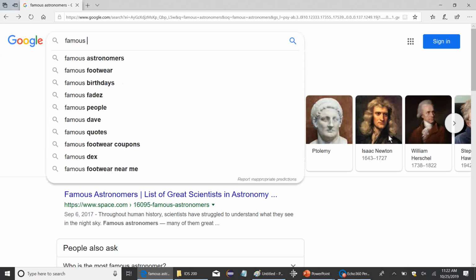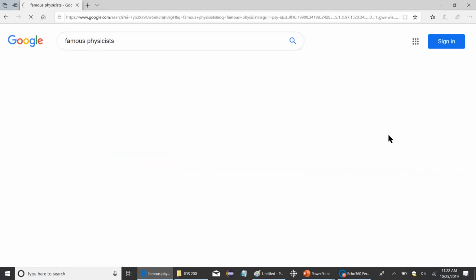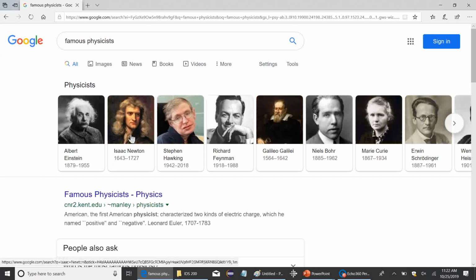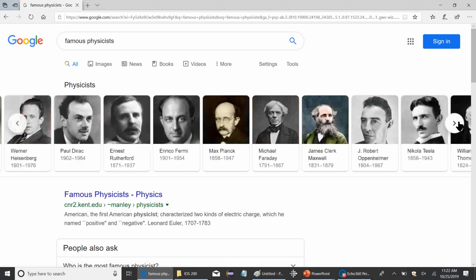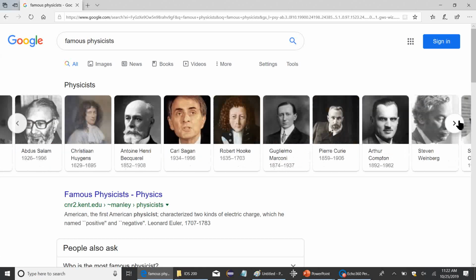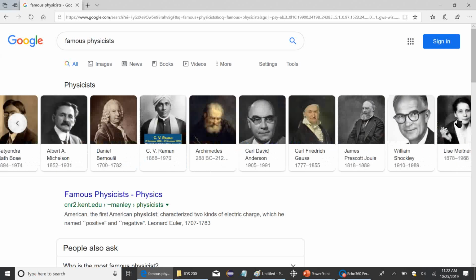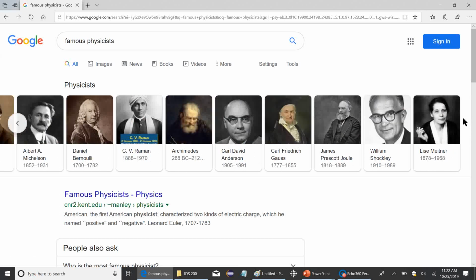Whereas if I look for famous physicists, okay, I get some similar ones. Newton, of course, shows up on both, Galileo on both, other guys from over the years. Anyway, that's the knowledge graph. Basically, Google maps one group of things by the categories they're involved in. And some of the big figures, especially of pre-industrial times, like Newton, like Galileo, tend to show up on multiple lists. All right.